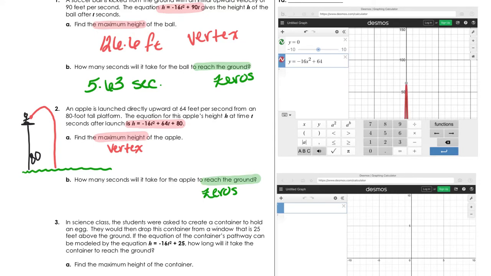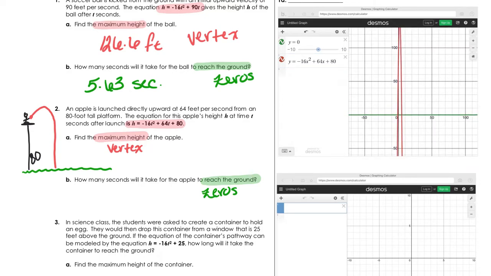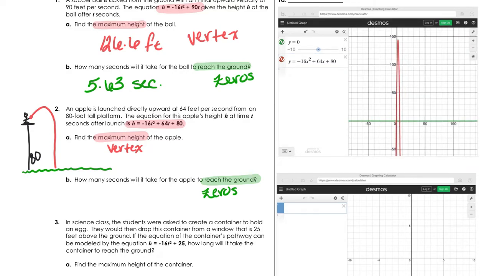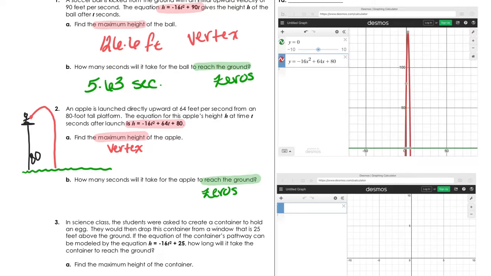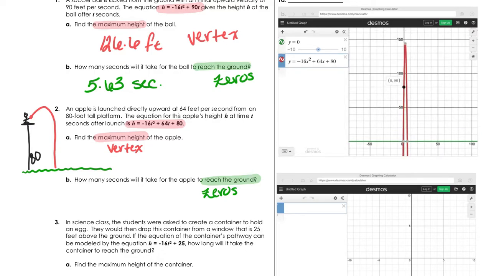64x plus 80. And this time when I'm looking at it, green is still my grass. If I look at my graph, it does plot a couple of these points. If I look at the first point, 0, 80, this is saying at 0 seconds, so we have not even thrown the apple yet, the apple is 80 feet off the ground, as it should be, because I'm just standing there with an apple in my hand.